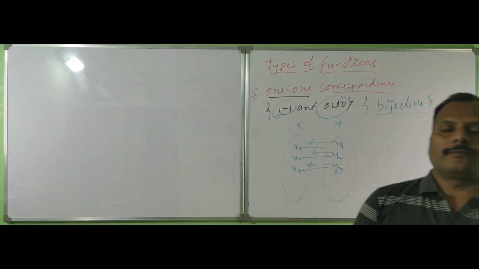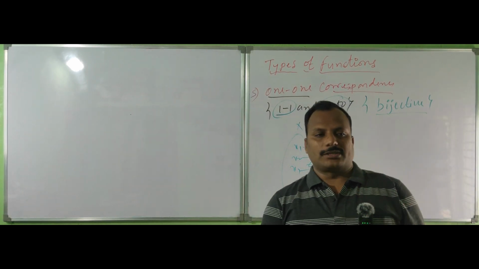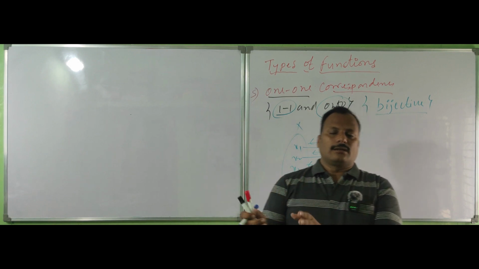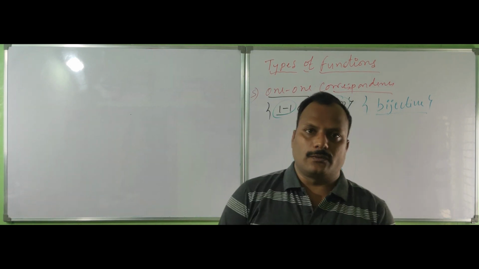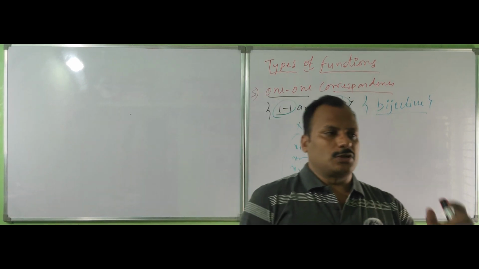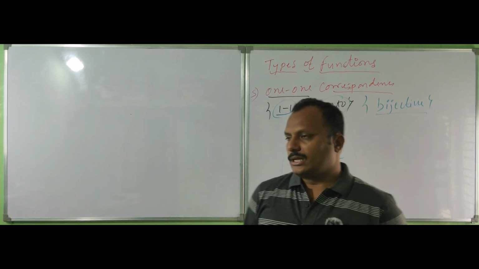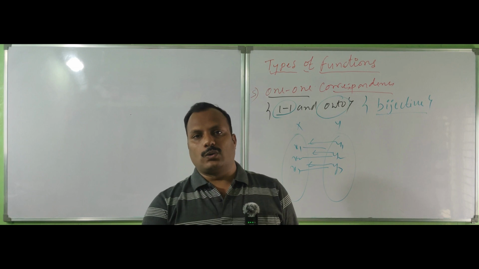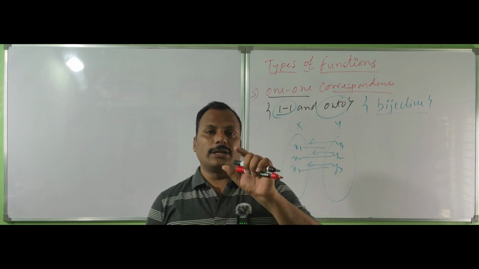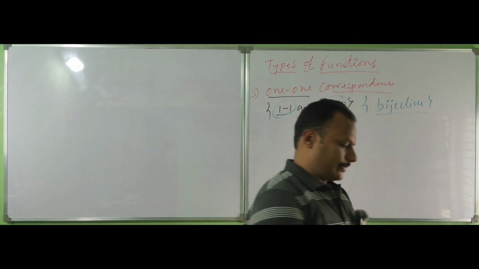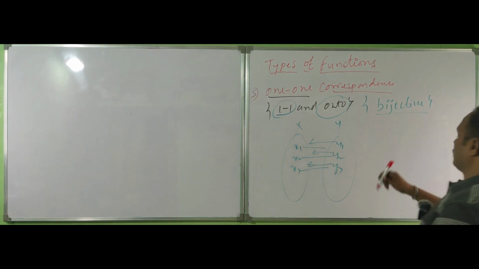This is the conclusion. The first one is one-one: each element has a single image. The second one is many-one, meaning two elements have a common image, the same element in Y. The third one is onto function. Onto means the inverse function; onto means nothing but inverse.